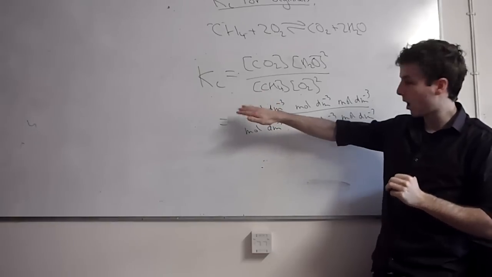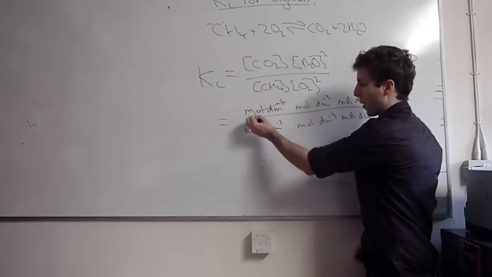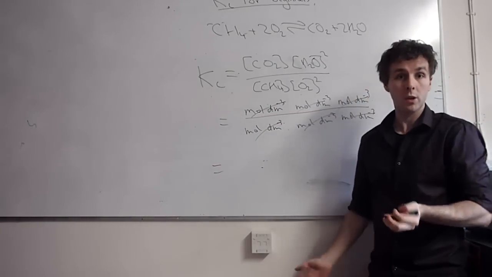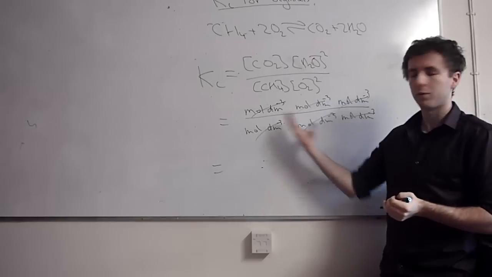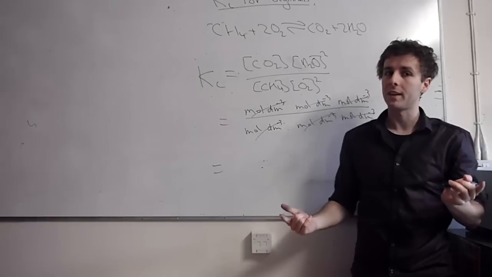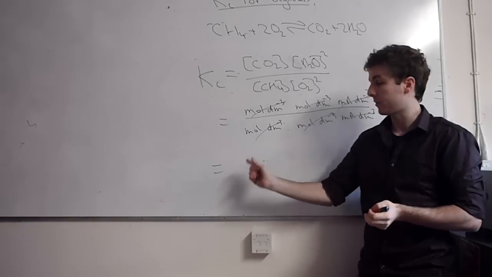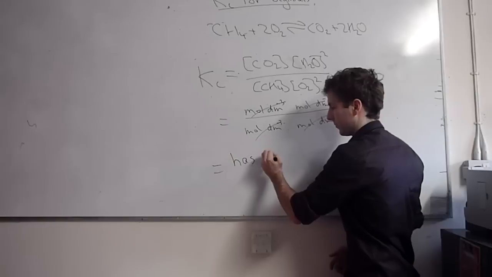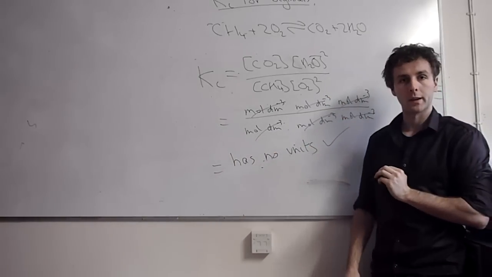So I write out all my concentrations as their units. I then cancel a moles per decimeter cubed on the top with a moles per decimeter cubed on the bottom. Boom, done. Whatever's left over will be your units for Kc. Now, it's a bit weird this one, because in this case, there's actually nothing left over, and that's perfectly fine. Kc can have no units, but in the exam, you have to actually write that. Don't just leave it blank, don't put 0, you have to say Kc has no units. So my answer would be, Kc has no units. That's perfectly fine. I'll give you a mark.